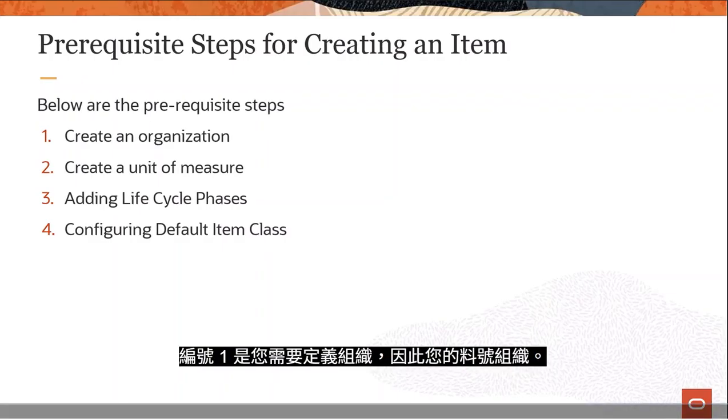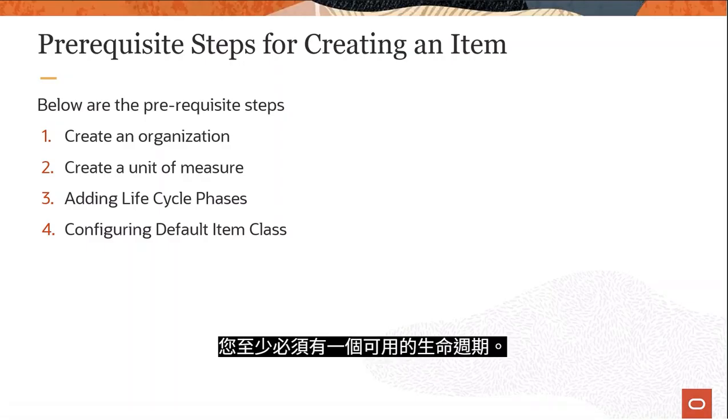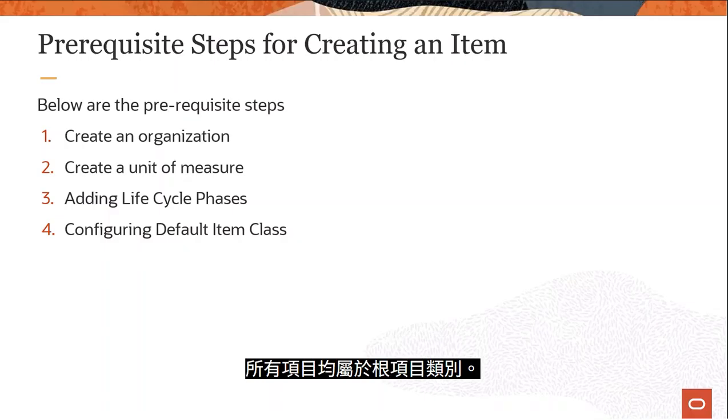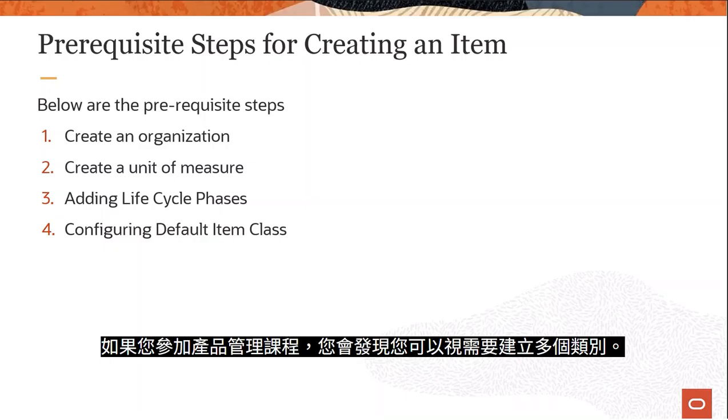Number one is you need to have an organization defined. So your item organization. Units of measure need to be defined. You need to have at least one life cycle available, and you need to configure the default item class. All items belong to the root item class, and that is the minimum you have to set up for item classes. And if you take the product management class, you'll find you can create as many as you need.